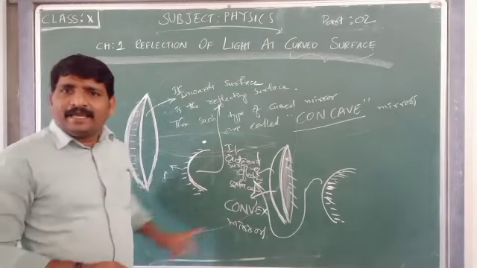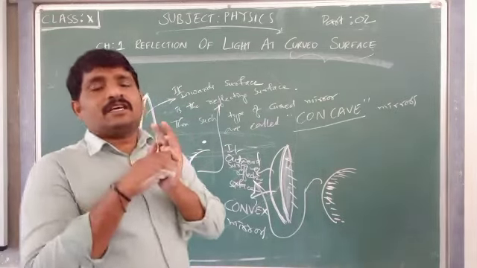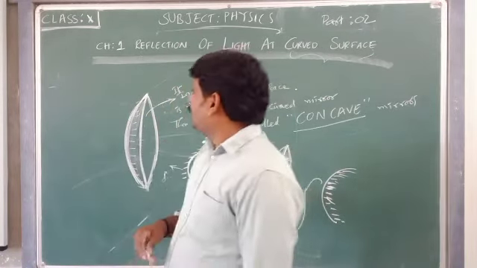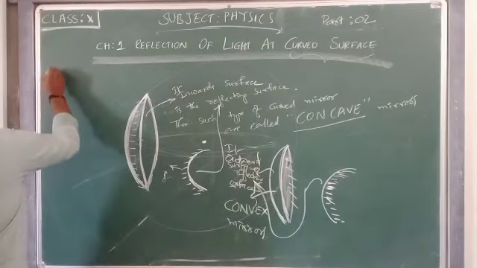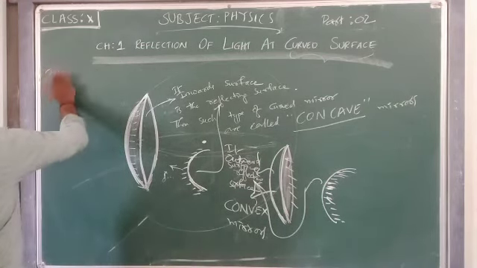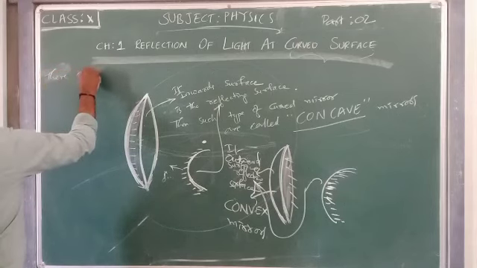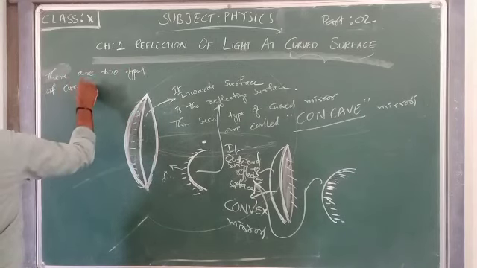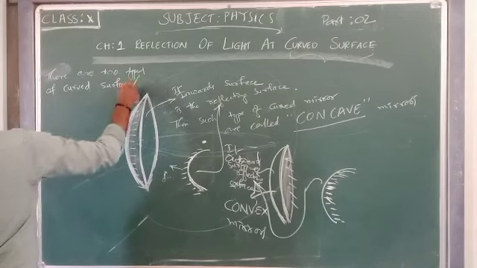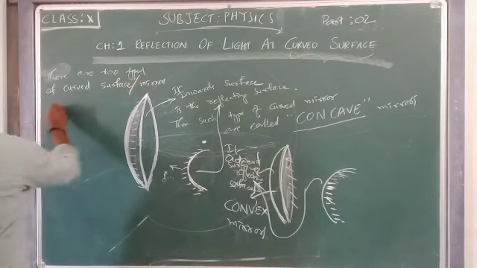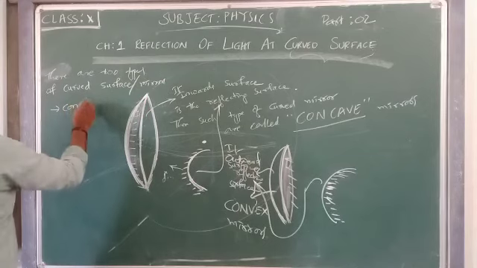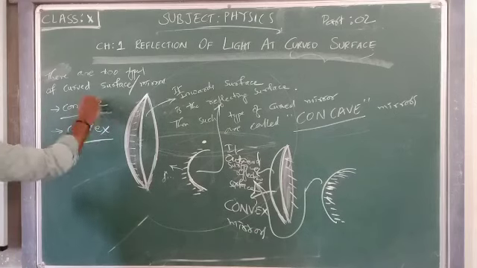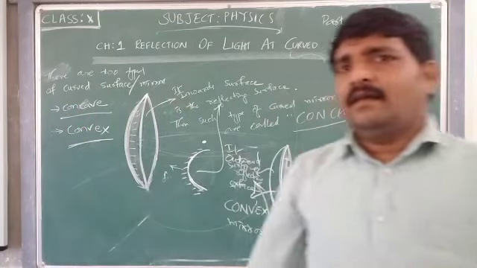As it is obtained from a sphere and the reflecting surfaces are the curved surfaces, they are considered as a curved mirror. Okay, so there are two types of curves. So from this discussion we can come to a conclusion that there are two types of curved surfaces or mirrors. First one is concave. Second one is convex. So concave mirror and convex mirror. I hope you understood this.